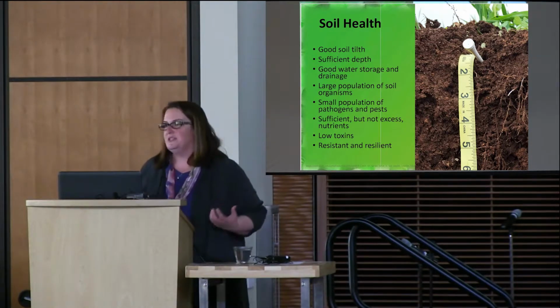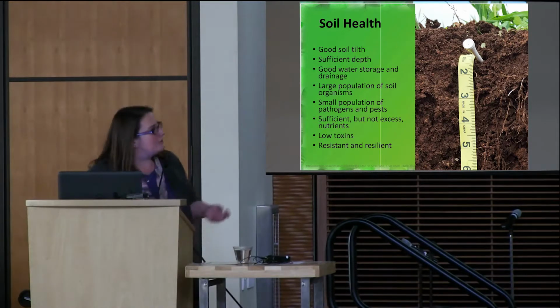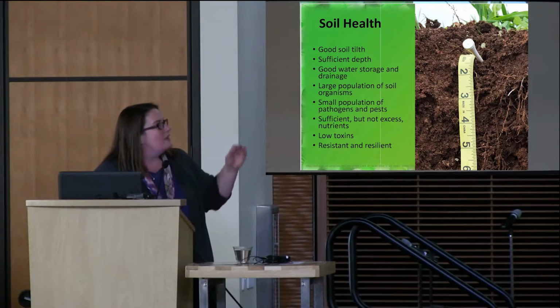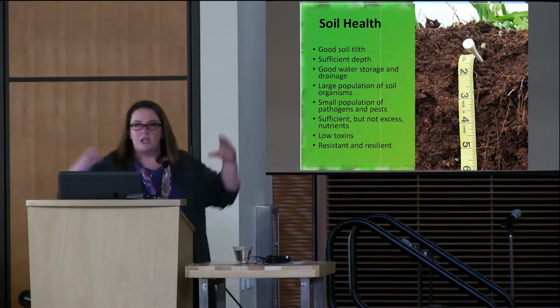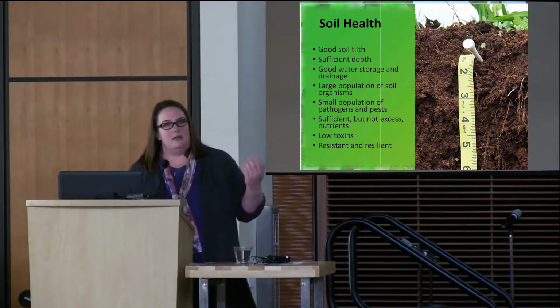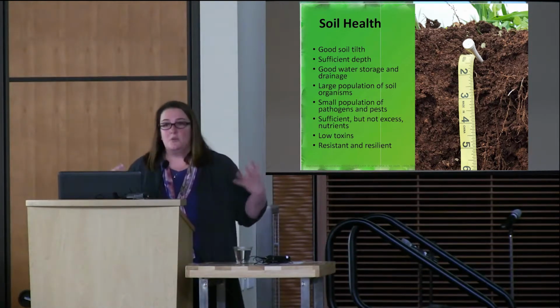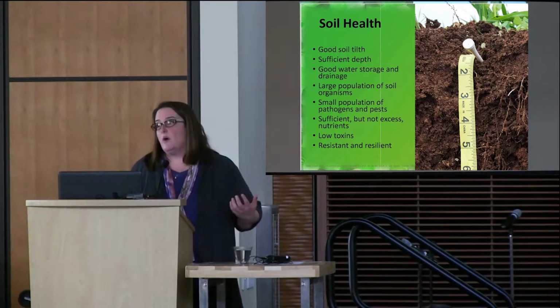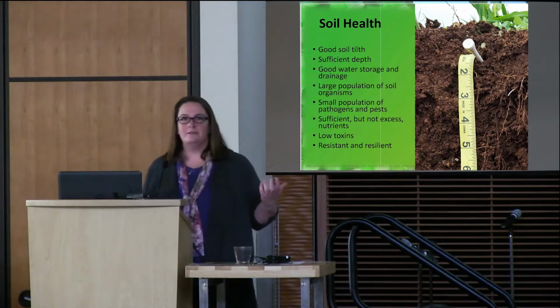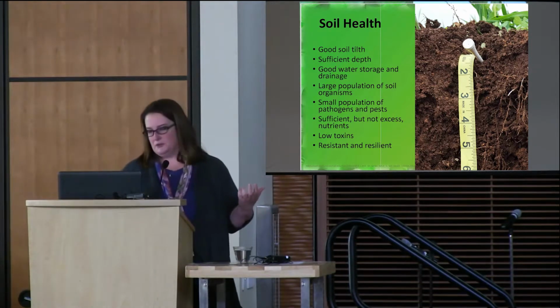So that sufficient tilth, that sufficient depth, good water storage. And these are all the definitions from the Cornell Soil Health Test. Large populations of organisms, small populations of pests. Again, focusing on that biology. Sufficient, but not excess nutrients. That's why I'm in Northeast Wisconsin working on water quality. Green Bay, I don't know that we'll ever call it Blue Bay, but Green Bay is green at times because of excess nutrient load. Low toxins, and resistant and resilient.